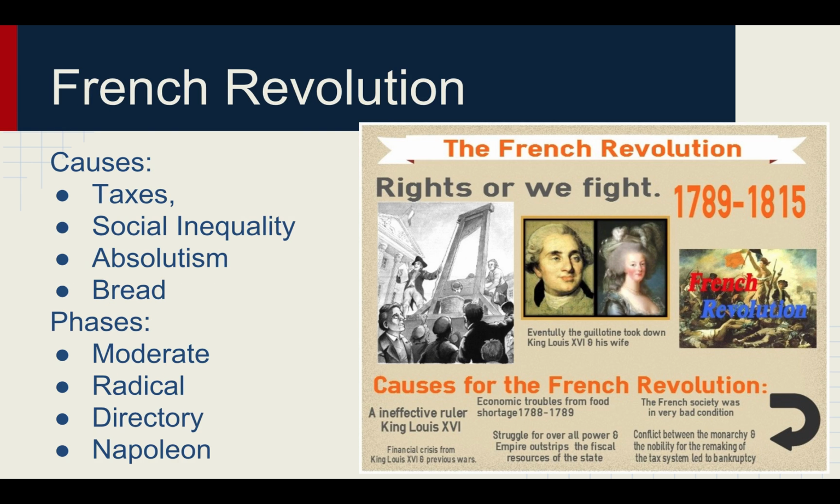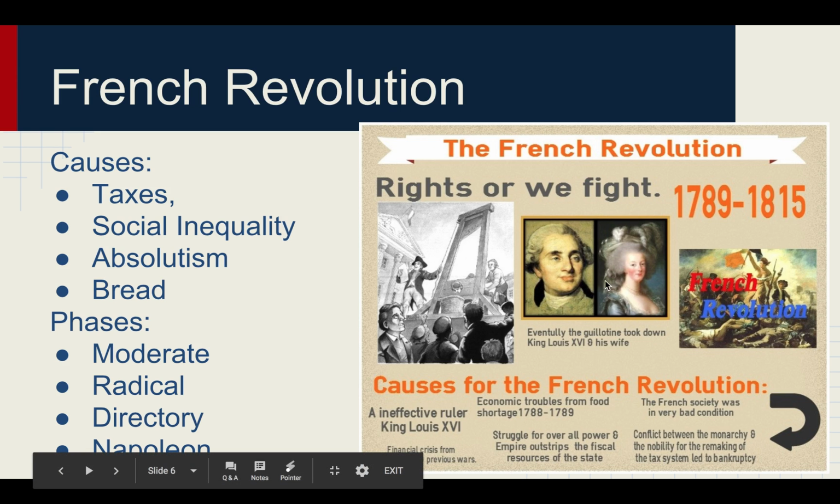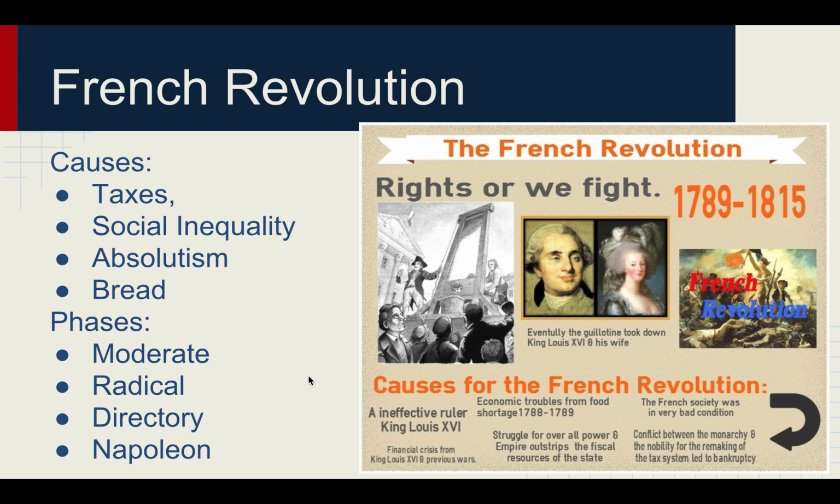The French Revolution was caused, of course, by high taxes, social inequality of those 3 estates, the first estate being, of course, the clergy, the second estate, the nobles, and the third estate, everyone else, including the bourgeoisie, or the French middle class. It was also caused by Louis XVI and his wife Marie Antoinette, pictured right here, being very inept, unable to rule France and meet the needs of their people.